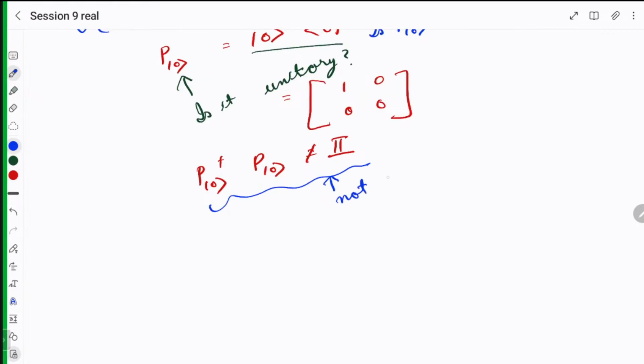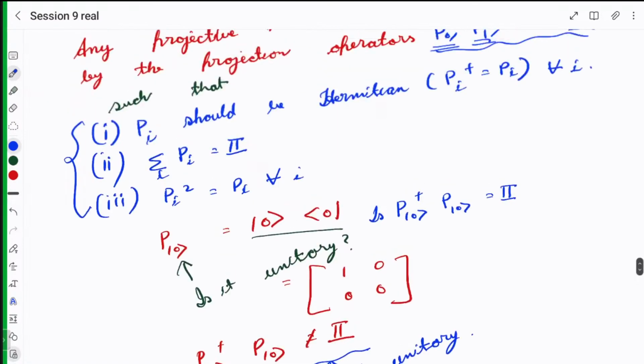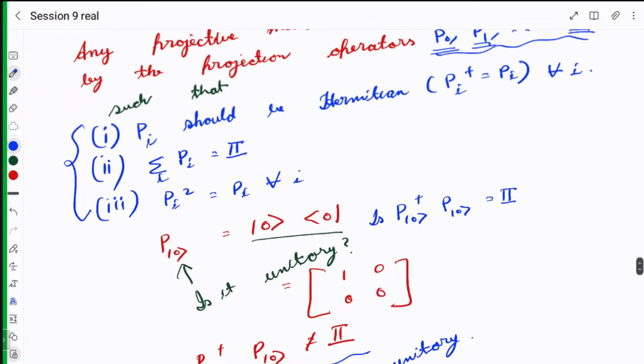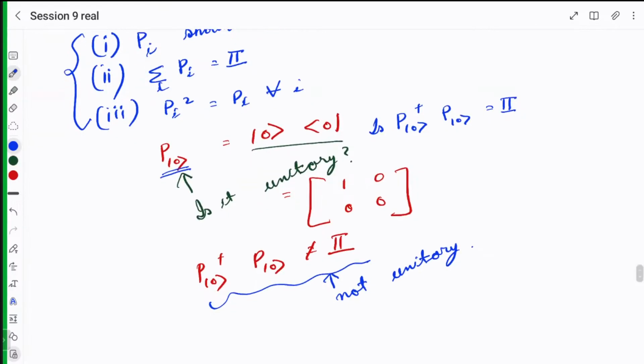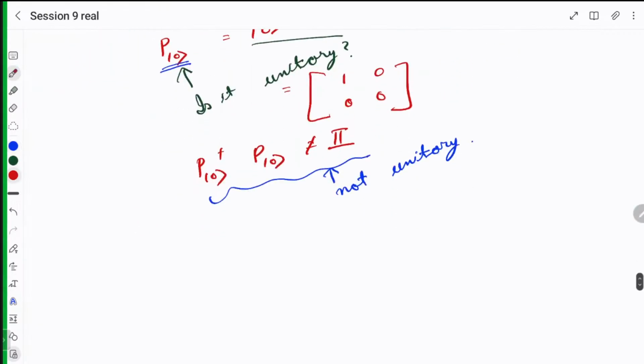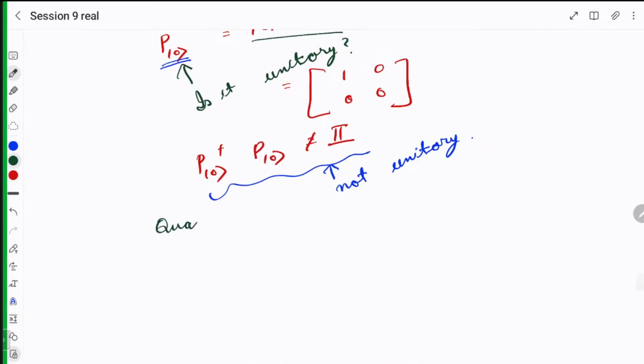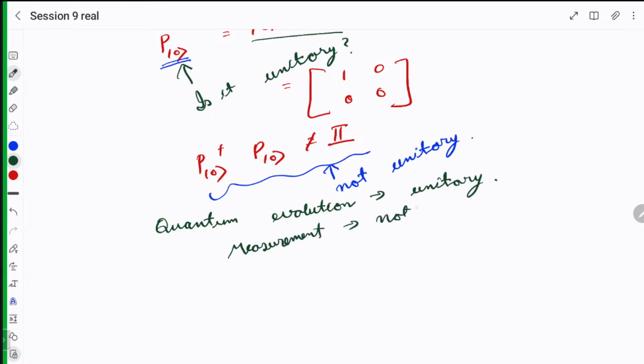Okay, but you see, we had said that all evolution in quantum mechanics should be unitary. But when we are measuring, we are applying some operator which is not unitary. So, can you guess why that is the case? What I'm saying is that we have said that quantum evolution should be unitary. That was our postulate. But here in measurement, we are applying operators which are not unitary.